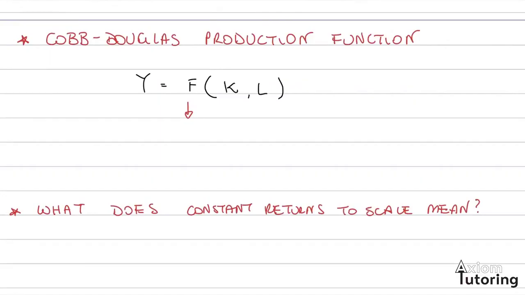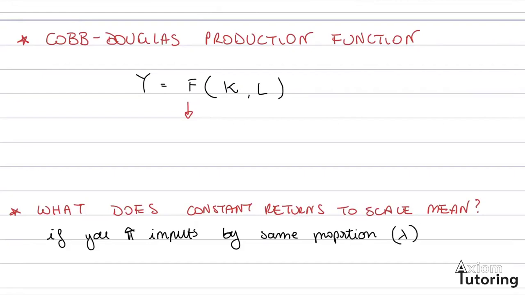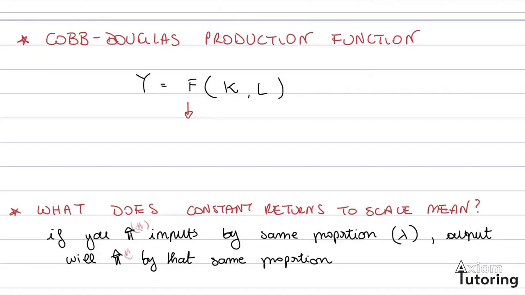It means that if you increase your inputs by the same proportion, which is, again, lambda in our case, output will increase by that same proportion. And of course, we said increase, but we could also say decrease, and the same would happen to output. The change would always happen in the same direction.